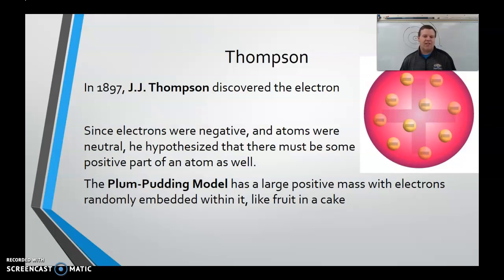From that, Thomson came up with the plum pudding model of the atom, which was basically a sphere with negative charge embedded in positive charge. So at this point, there are no positive particles, just a bunch of positive charge that takes up the rest of the mass.